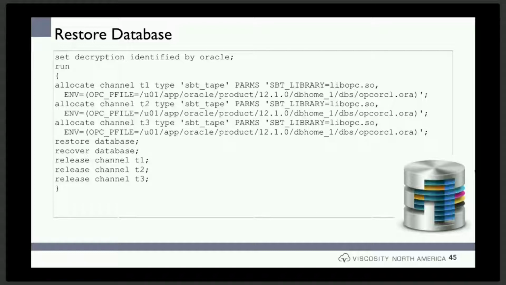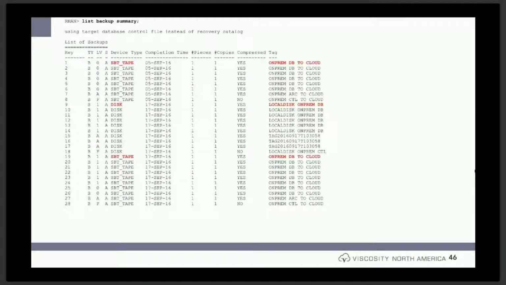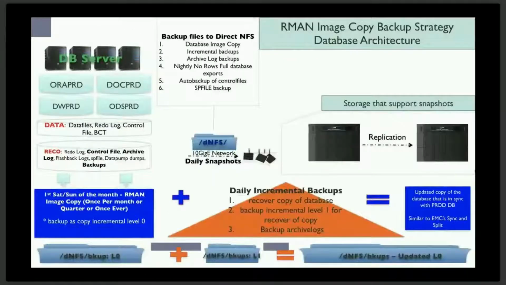Okay, so from a backup report perspective, I can go and list backup summary, and as you see, I can see that as I use SBT tape, I'm backing up my databases to the cloud, and if I use disk, I have my backups on premise on disk. Again, I can have a combination. This is where you supplement your backups with the database backup cloud, and I can back up my databases back to the cloud again. So we have many options.